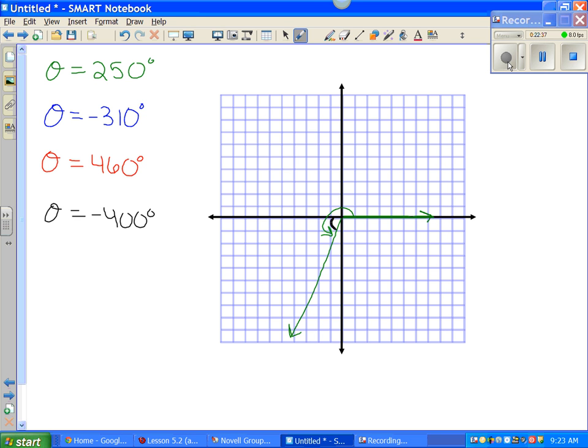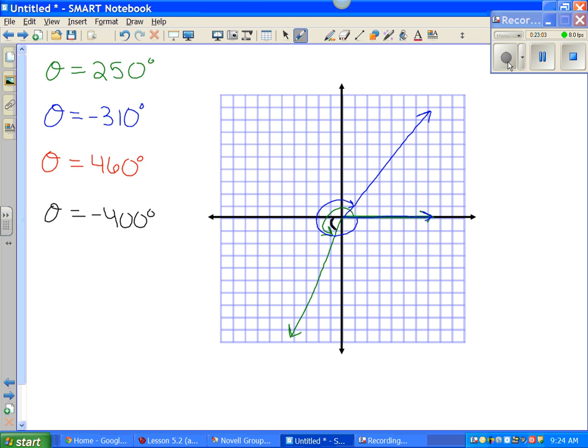Okay, negative 310. What quadrant am I going to be in? First quadrant, good. So we're starting here. We're rotating this way. Negative 310 is going to be about here. Okay, so we're rotating in the opposite direction. You okay with that?